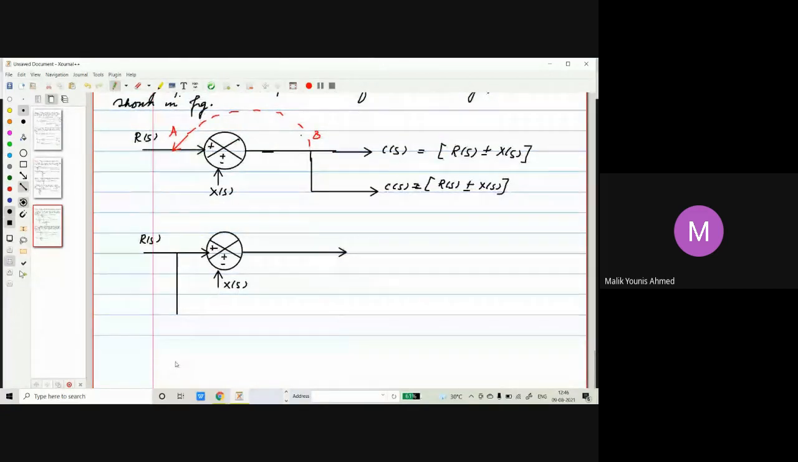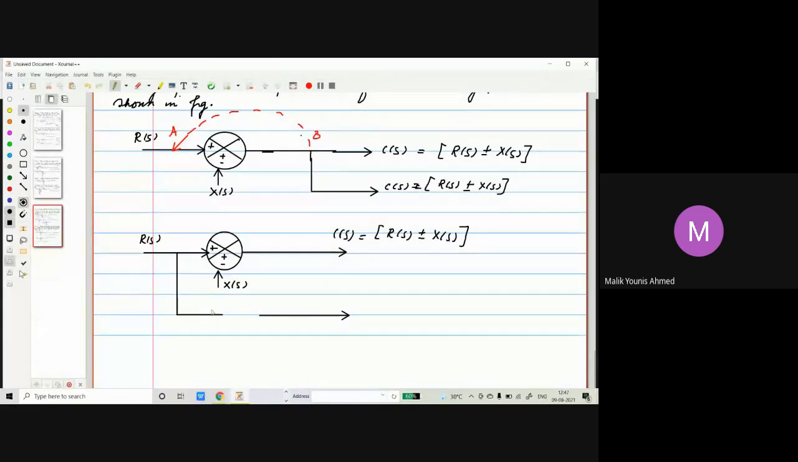Now in moving so, we have to see how we can move this. Now this is same. You can clearly see this output from takeoff point is same. So I'm going to write that. So here we directly have this R of S, C of S. Here on the top, it is not going to change at all. R of S plus minus X of S. That's not going to change at all.